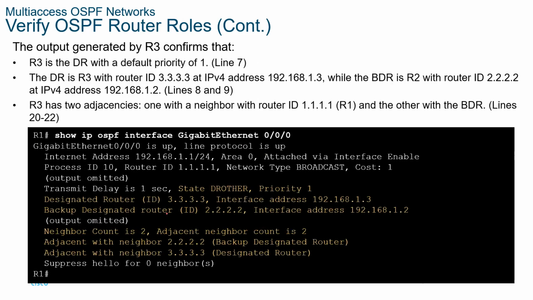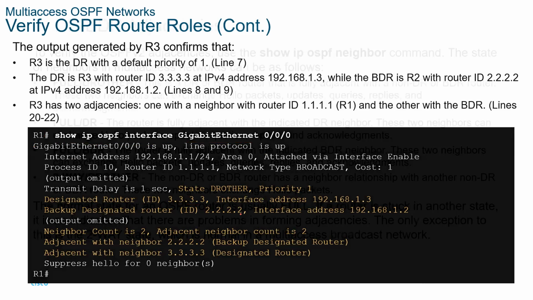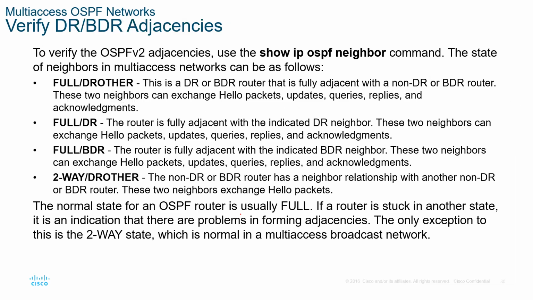Now, if I come to router 1, and I run the same command, what am I going to get? It will tell me router 1 is a DROTHER, and it will point me to router 3 as the DR, router 2 as the BDR. So that's how to verify. To verify the adjacencies, you use, like we said, the show ip ospf neighbor command.